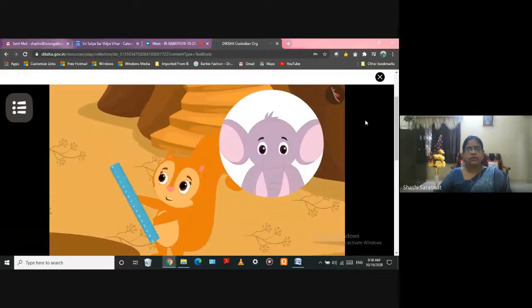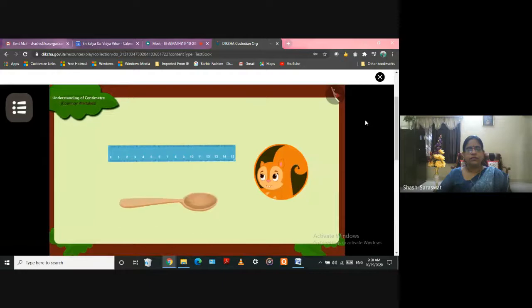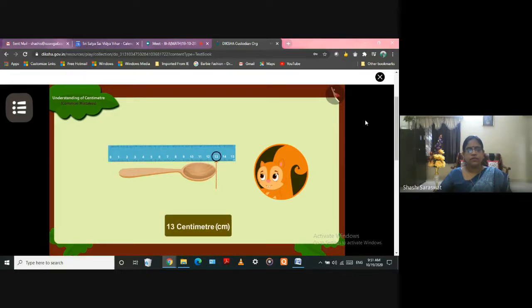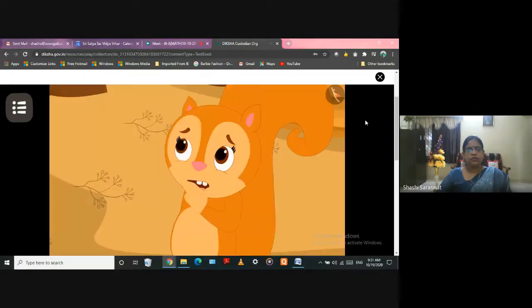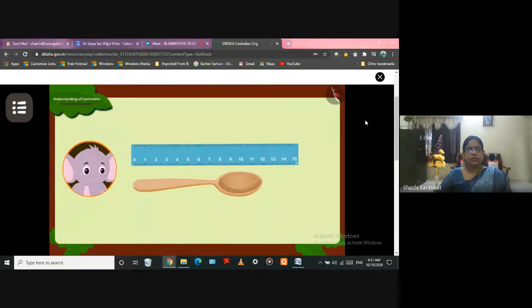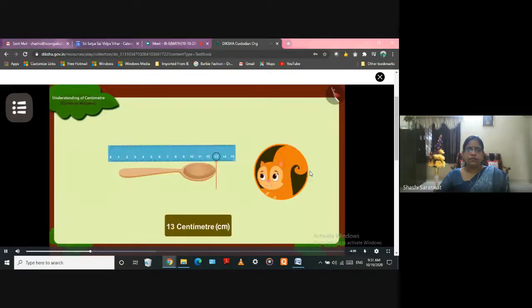Chanda became very happy after learning about the ruler from Appu. She measured her spoon again with a ruler. But what is that? Chanda got the length of the spoon as 13 centimeter this time. Chanda started wondering how it happened. When Appu measured the length of that spoon, it was 12 centimeters. Then how did it become 13 centimeters?